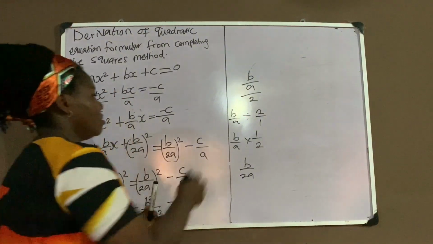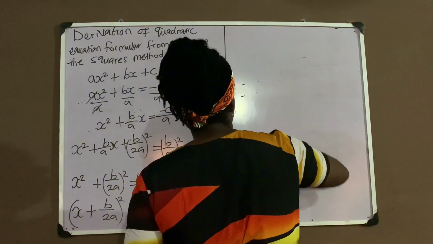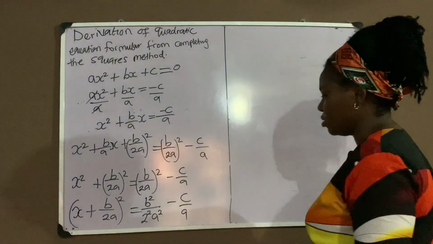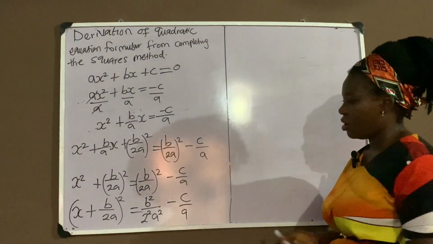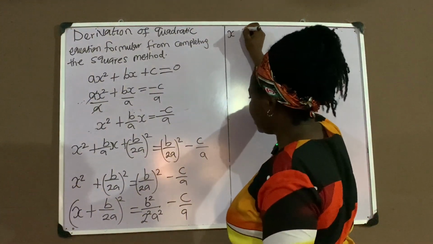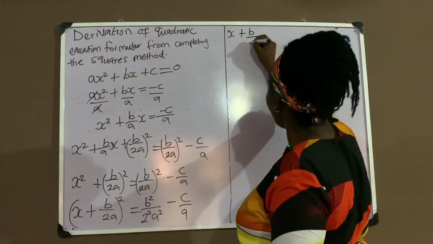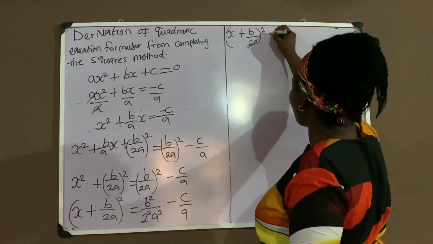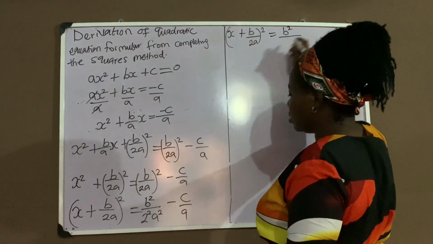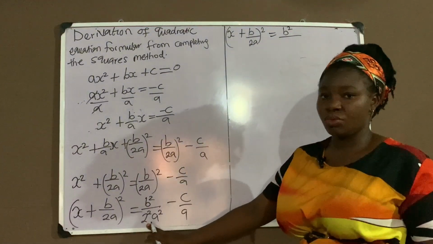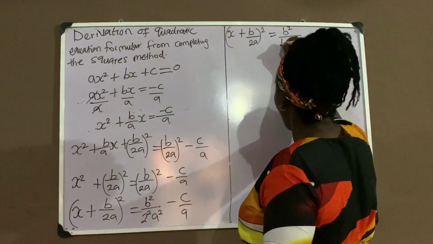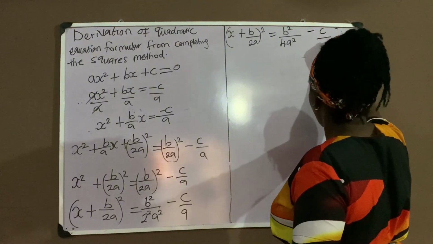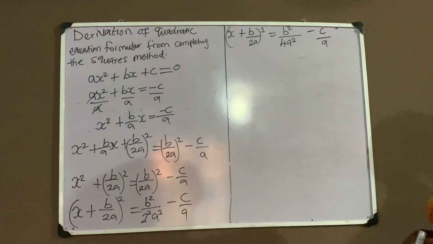Okay, let's quickly continue to the side. All right, so what again do we do? Looking at it in this form, you now tell them that x plus b all over 2a all squared is equal to b squared. You should know that 2 squared is 2 times 2, which is giving us 4. So this is 4a squared minus c over what? A. I think this is what we have.